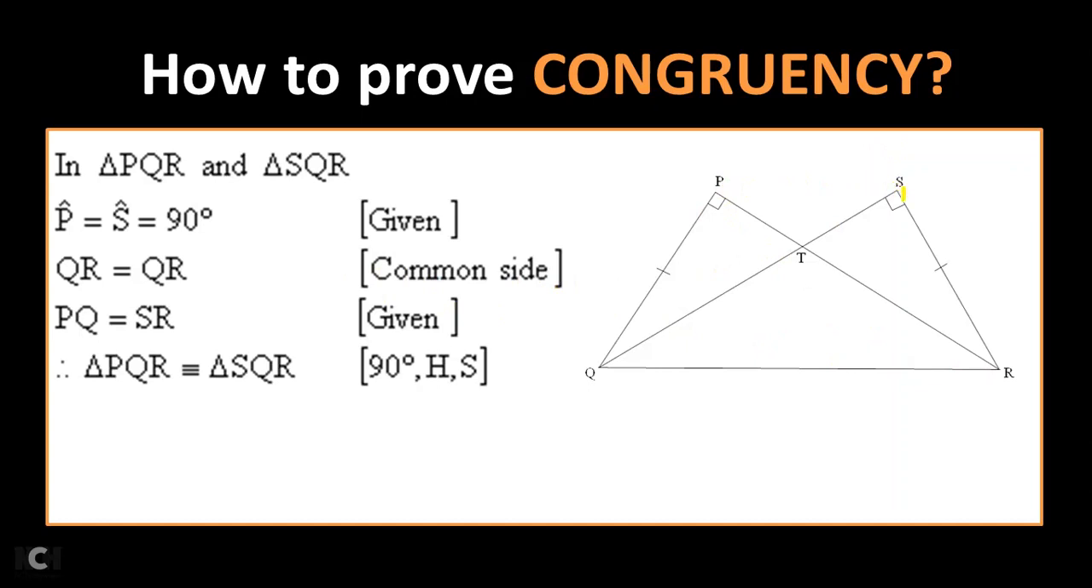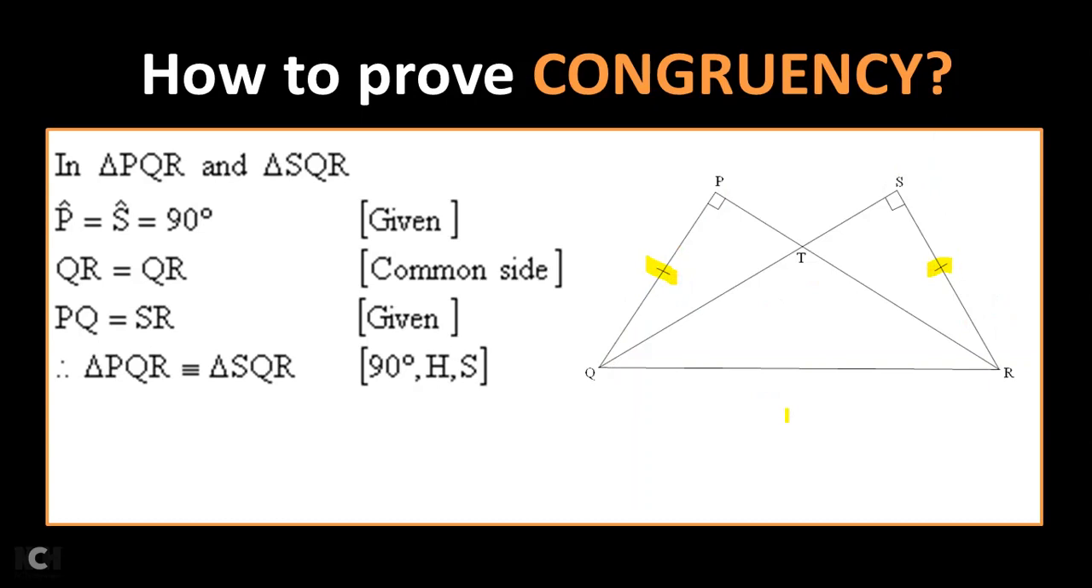Okay, and then we would notice that line QR is common in both triangles, because those two triangles are both being subtended by a line QR. So in that way, it's a common side. And the third aspect here, now we have the PQ, which is equal to SR. It is given because it is being marked by a mark sign there. So it means it is given.